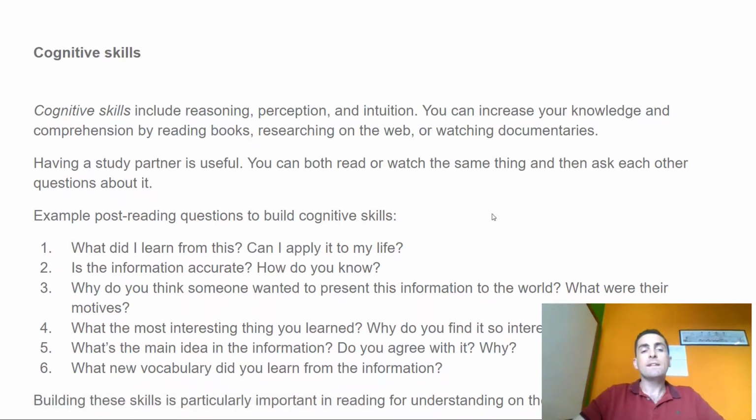Number one, what did I learn from this? How can I apply it to my life? Is the information accurate? How do you know? Why do you think someone wanted to present this information to the world? What were their motives for doing so? What is the most interesting thing you learned? Why do you find it so interesting? What's the main idea in the information? Do you agree with it? And why do you agree with it? What new vocabulary did you learn from the information?